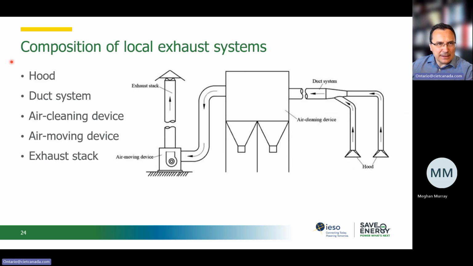The typical structure or schematic for a local exhaust system is shown here. We have the hoods that will capture the air close to the source. We transfer that into duct systems. In many cases they include some cleaning devices, and after we clean this air, we exhaust it to the outside so that we can bring in fresh air and maintain the indoor air quality in the space.